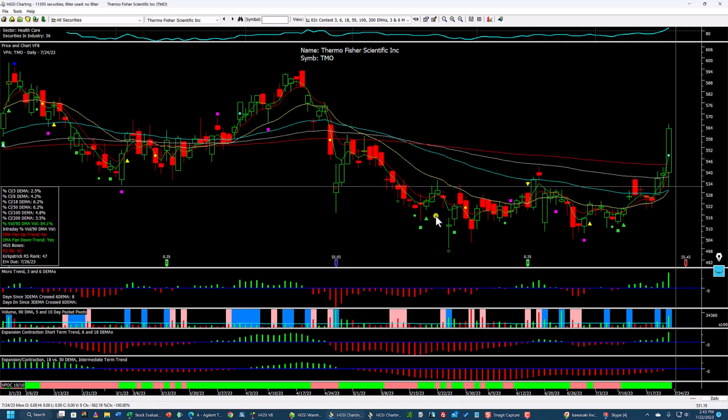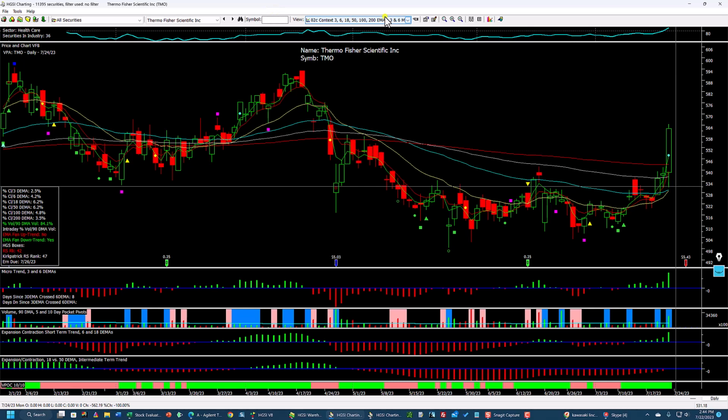Now, I will take a few minutes here to talk about context. What is the context of this stock? Where is it in relationship to its moving averages? And I use the 3 versus the 6. These are all exponential moving averages. The 6 and the 18, and the 18 versus the 50.